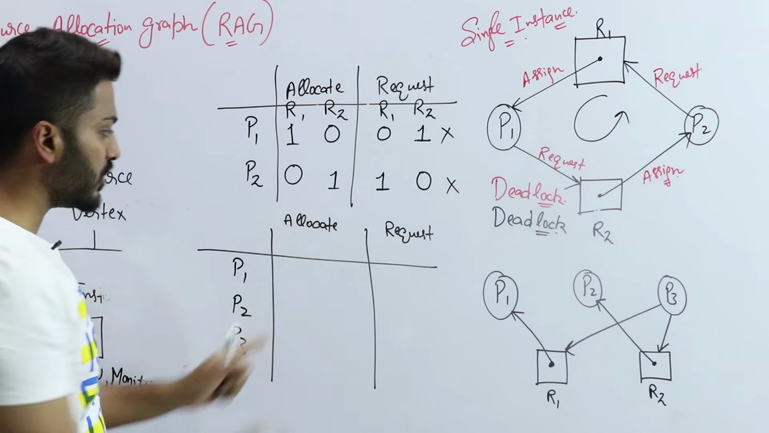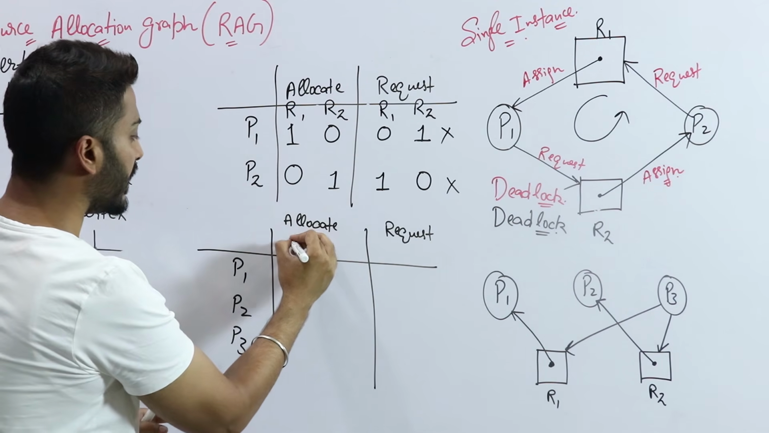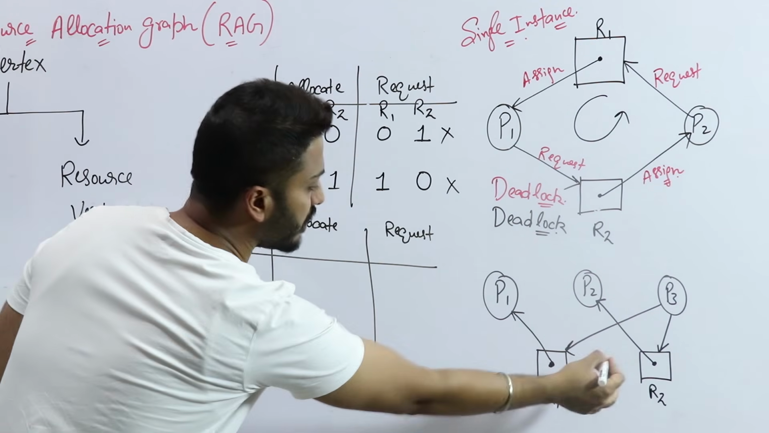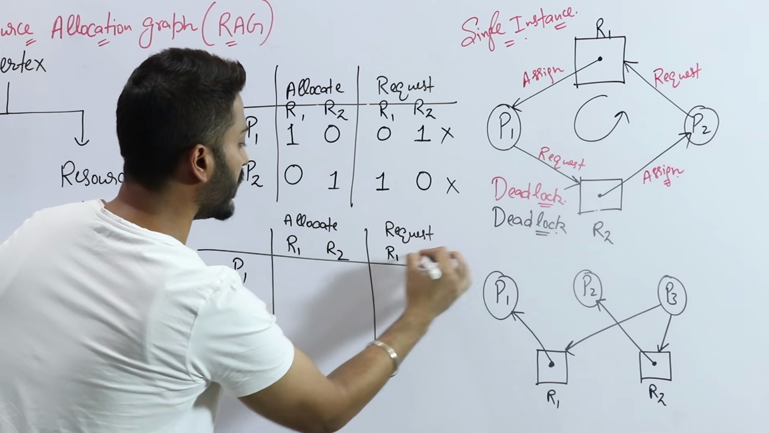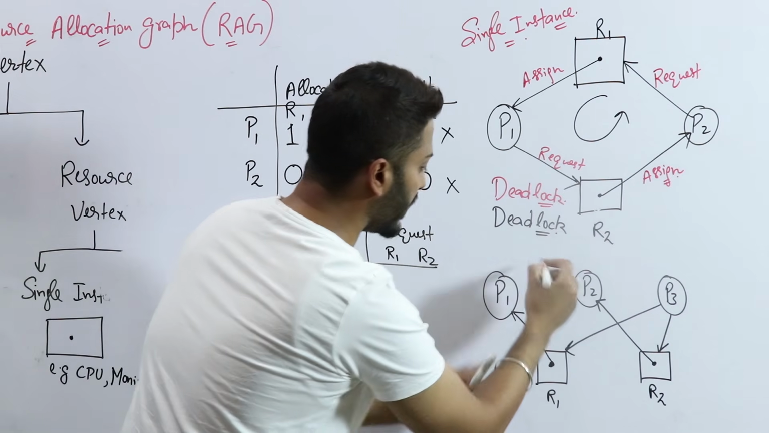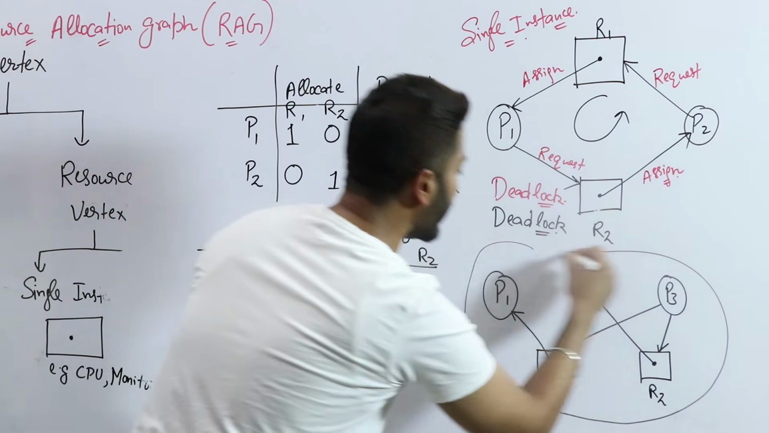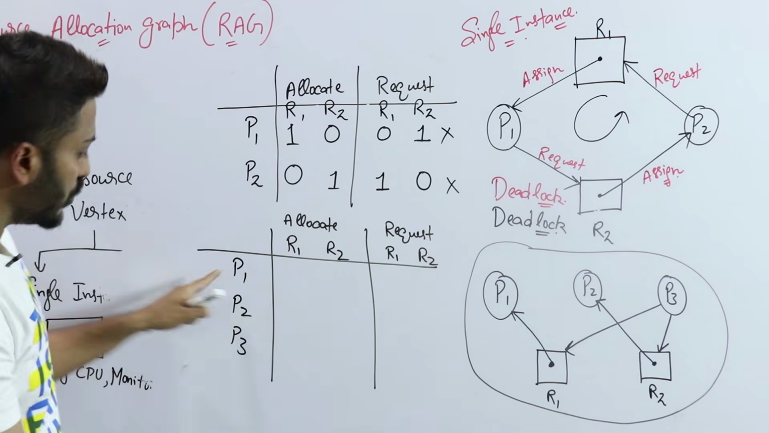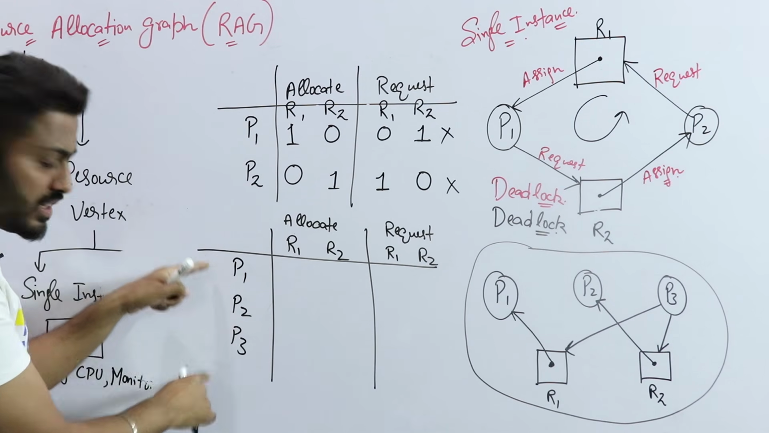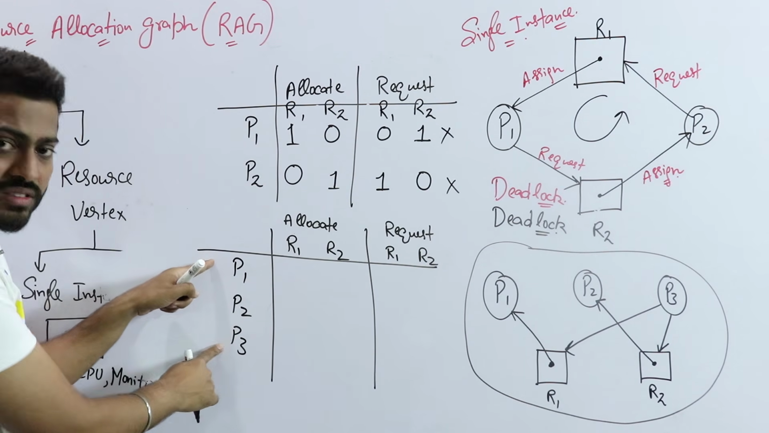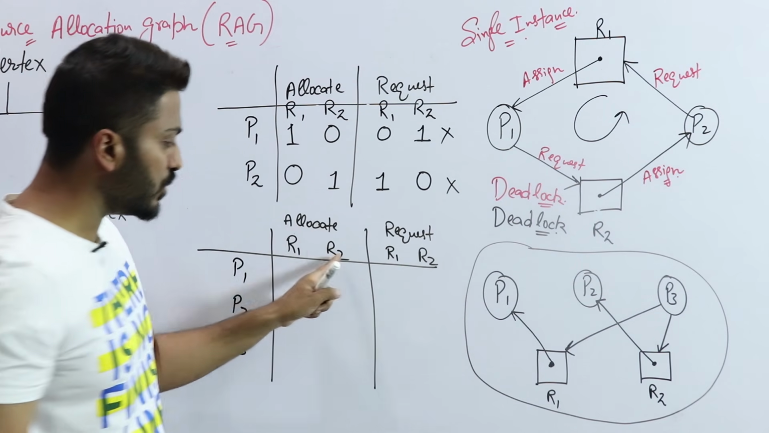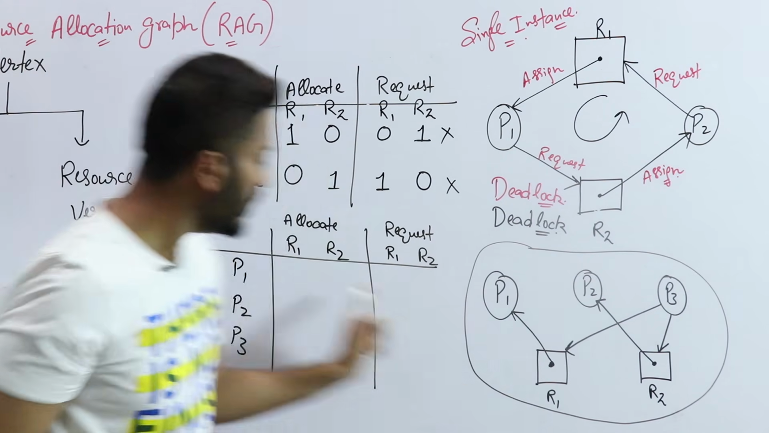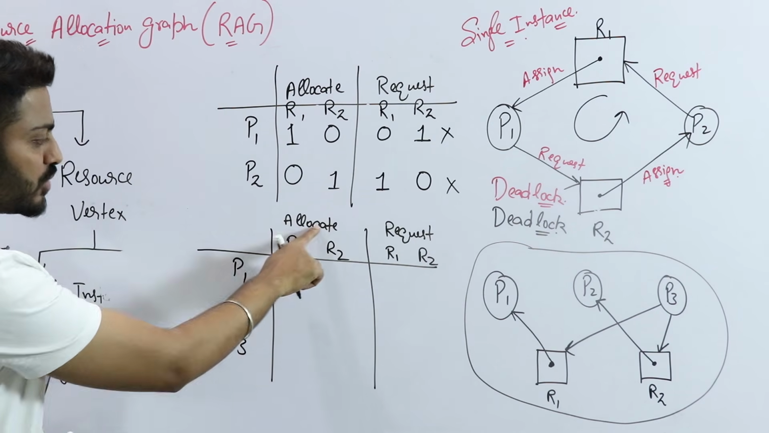Visible? Allocation and request. So here how many resources do I have? R1 and R2. This is the diagram. Means we are now examining this RAG. So just write down all the processes, and allocation and request, and all the resources. How many resources? R1, R2. Now allocation.